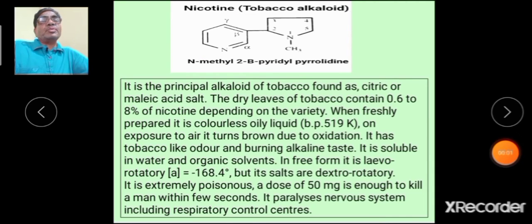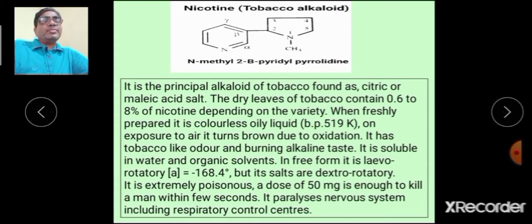The last point of the topic is the study of the alkaloid nicotine. It is a tobacco alkaloid. Its structural name is N-methyl 2-beta pyridyl pyrrolidine. It is a principal alkaloid of tobacco, and it is found as citric or malic acid salts. The dry leaves of tobacco contain 0.6 to 8% of nicotine depending upon the variety.